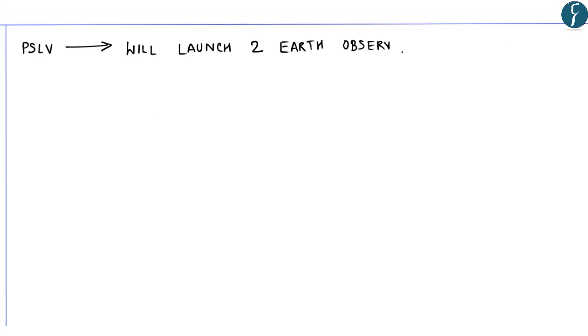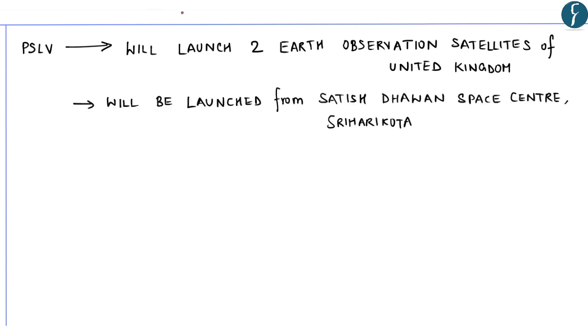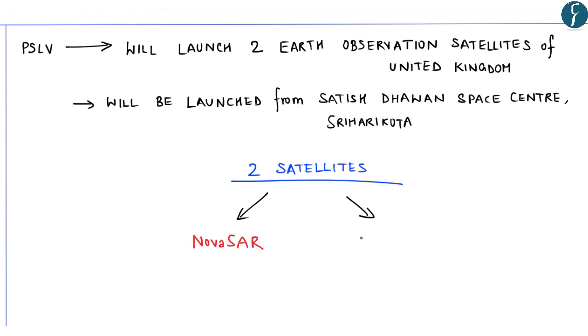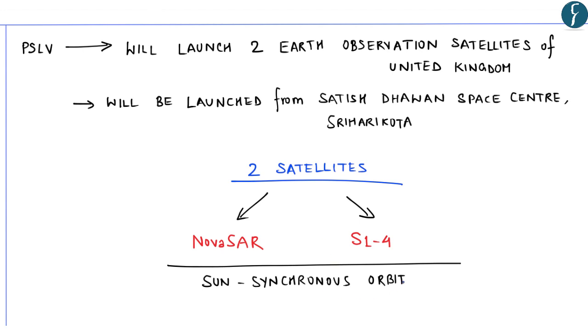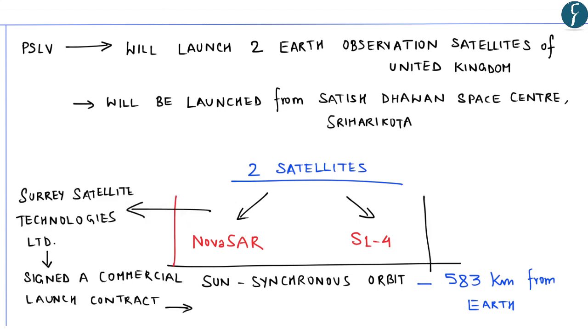In this news, the PSLV, that is Polar Satellite Launch Vehicle, is scheduled to launch 2 Earth observation satellites of the United Kingdom, and the 2 UK satellites shall be launched from Satish Dhawan Space Center in Sriharikota. The 2 satellites of the United Kingdom are NovaSAR as well as S1-4, and these 2 satellites shall be launched in a sun synchronous orbit at 583 km from the Earth. It's important to note that these 2 satellites are owned by Surrey Satellite Technologies Limited, which has signed a commercial launch contract with Antrix Corporation.